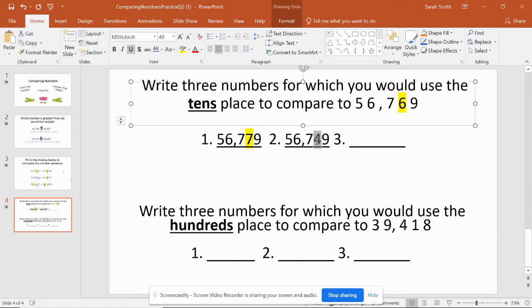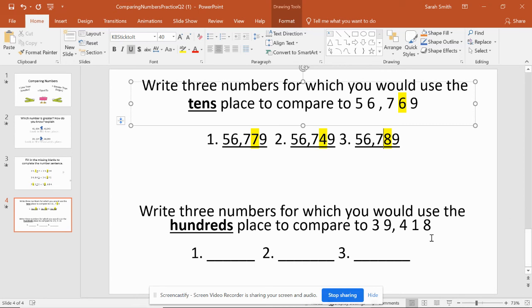So when it says to use a certain place to compare, just to keep it simple and easy, it just wants you to tell me a digit for that place. Okay, so again, I'm going to put down 56,700 because it cannot change. Then I'm going to put a different digit for the tens place because that's the one we're using to compare, and keep everything else the same. So hopefully that helped you out a little bit.